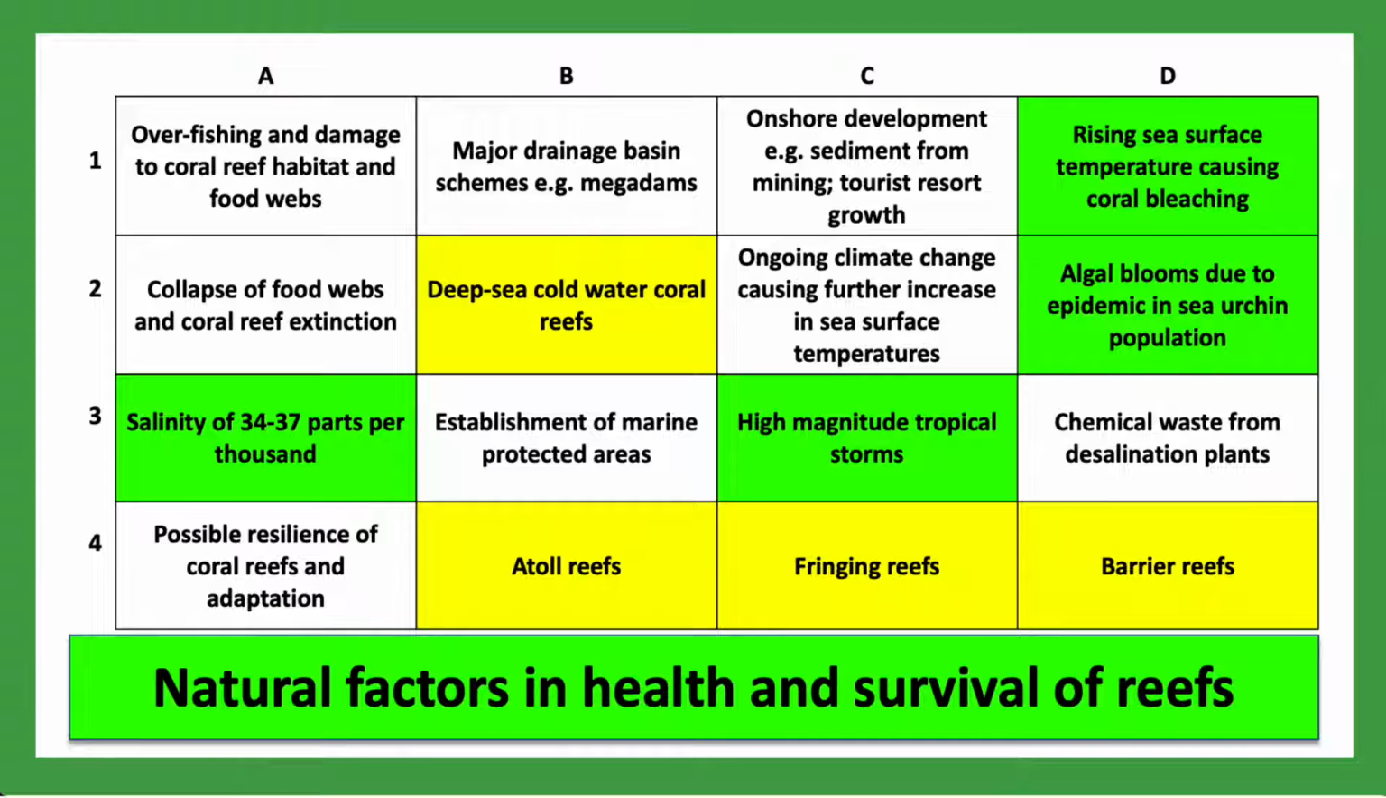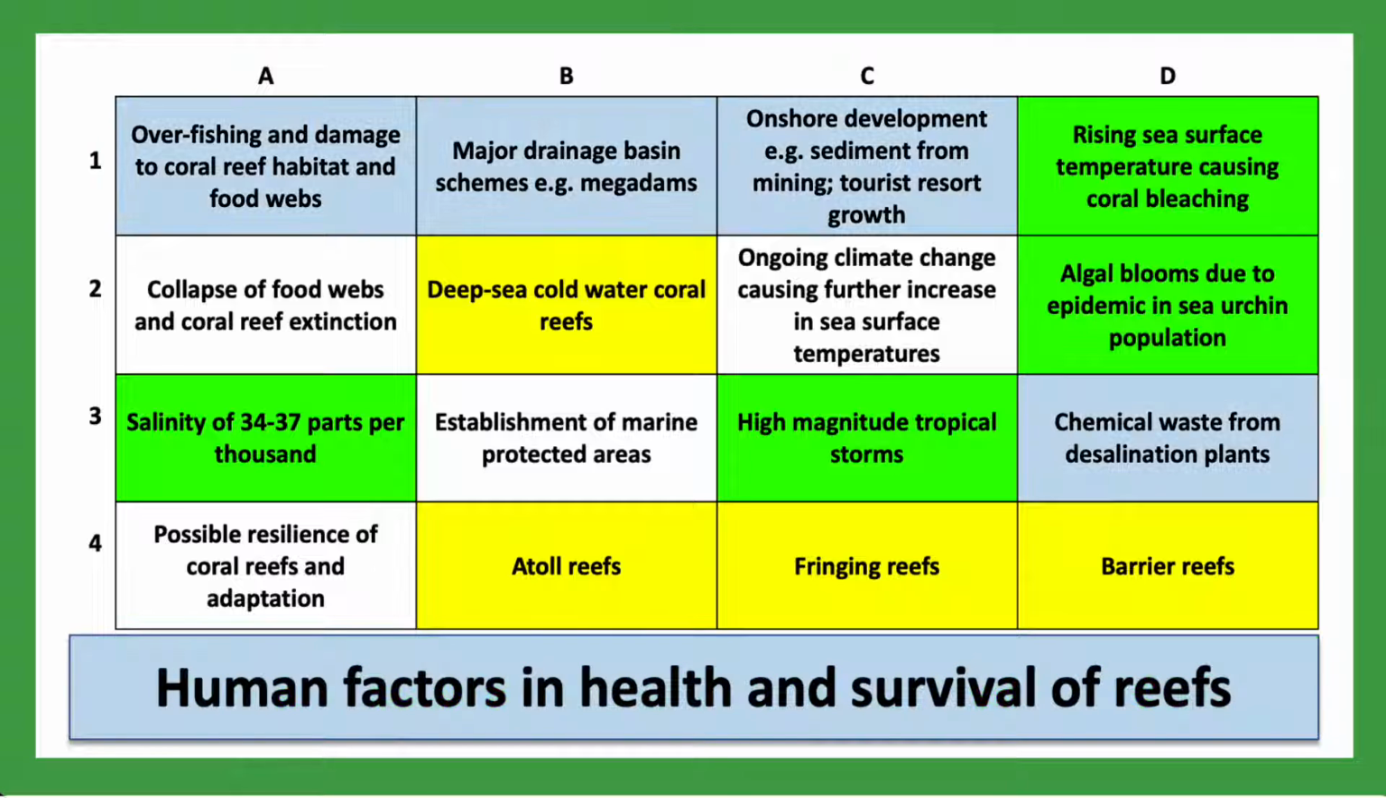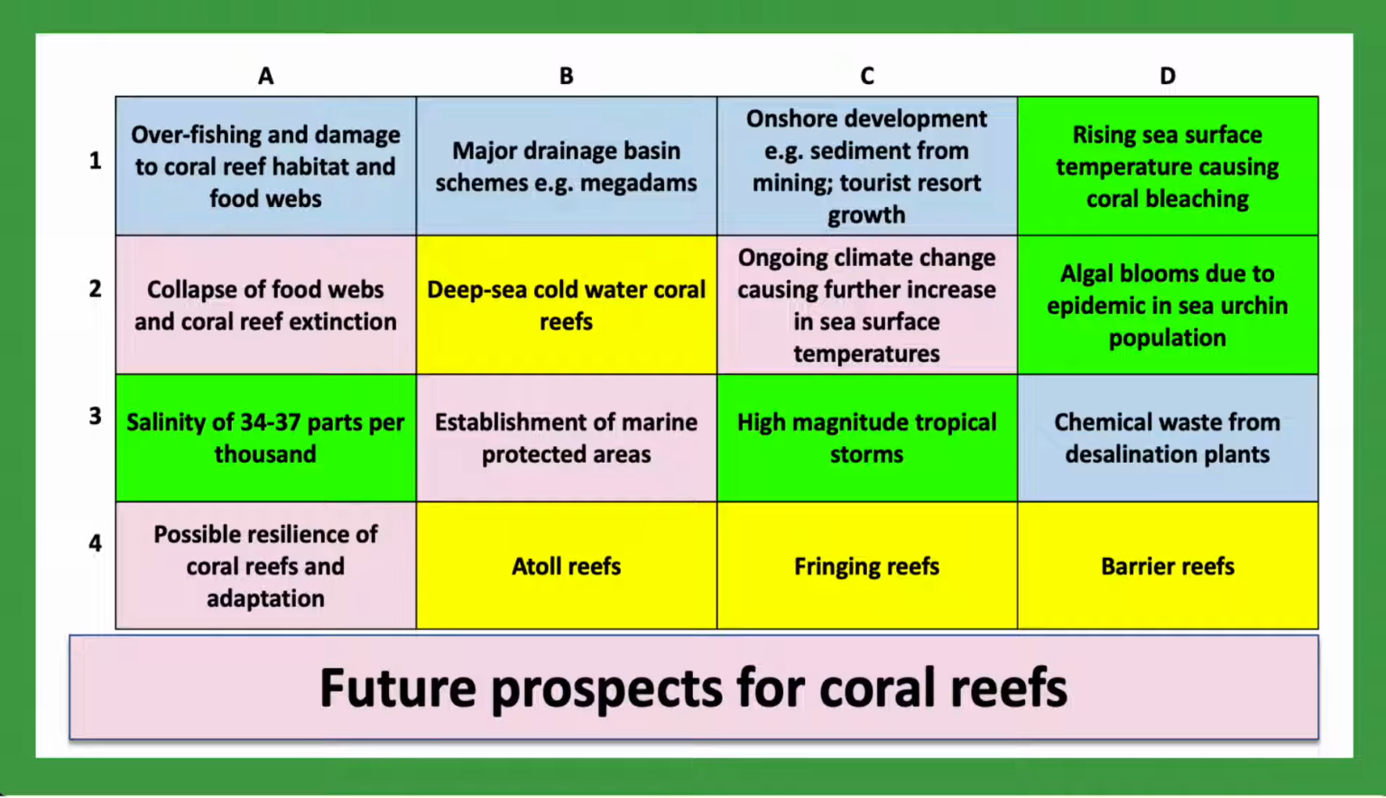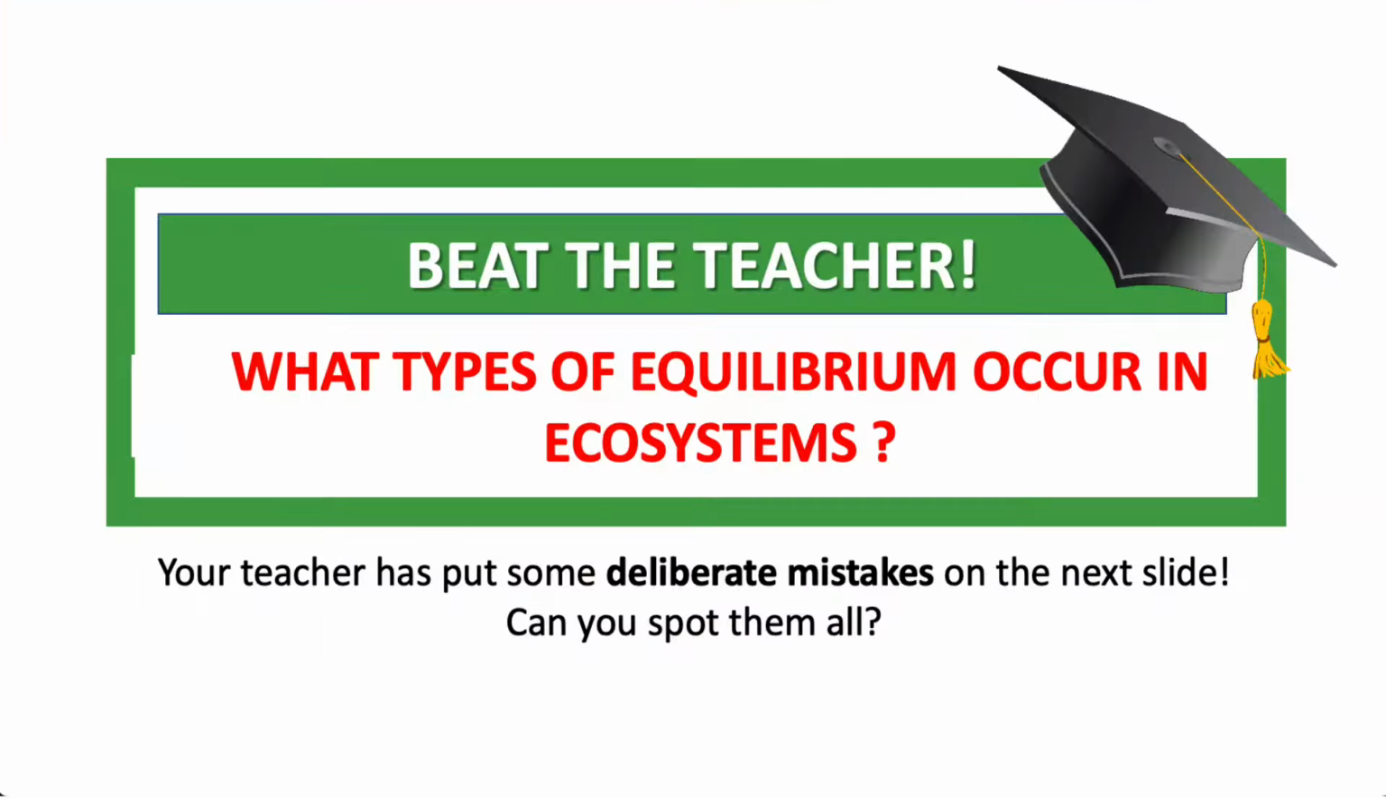Good answers coming in the chat there. Well done. Excellent contributions. Thank you. So let's reveal the last 2 groups. We have human factors in health and survival of reefs. So we had physical factors, now we have human factors, which then leaves this last group together as future prospects for coral reef. So what will happen to them perhaps in the future, whether that could be positive or negative. So just what's happening to them in the future. Well done to those of you that were contributing with that. Remember for next time, try to use the grid references. Thank you.